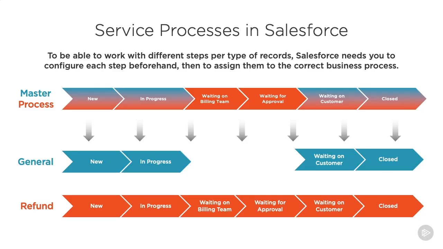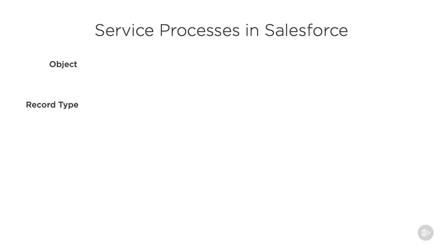Once that's done, we can go and create our distinct service processes derived from the master process by selecting only the steps that apply. The last thing we'll need to do is tell Salesforce when to use a specific business process over the other. And that is done using record types.